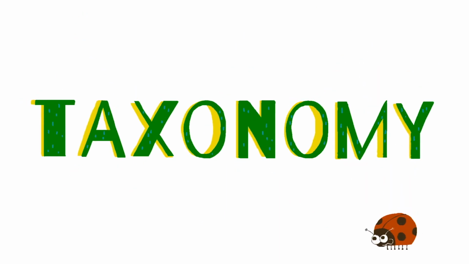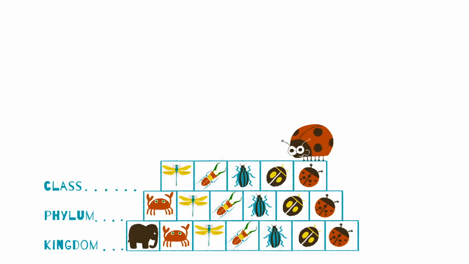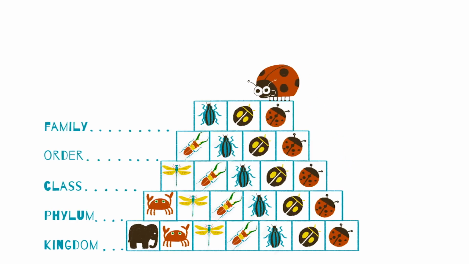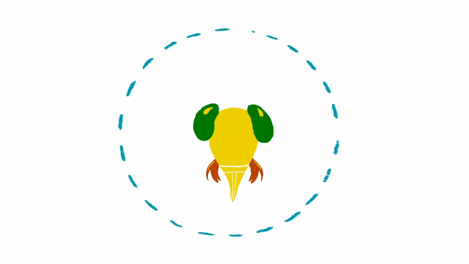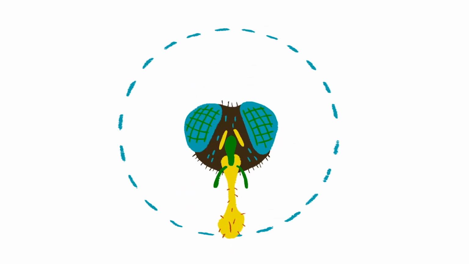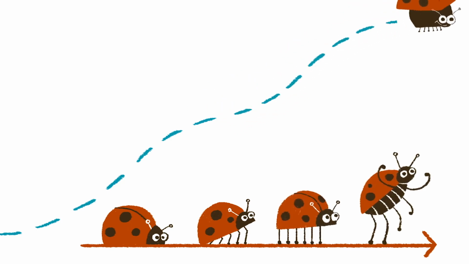Scientific classification, or taxonomy, is used to organize all living things into 7 levels: kingdom, phylum, class, order, family, genus, and species. The features of an insect's mouthparts can help identify which order it belongs to, while also providing clues about how it evolved and what it feeds on.